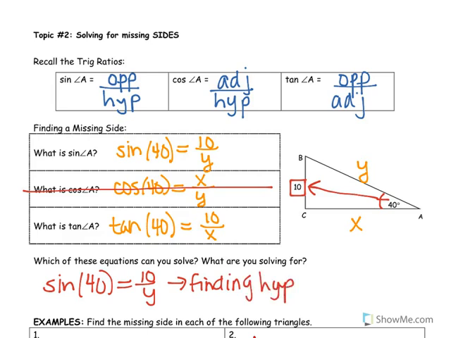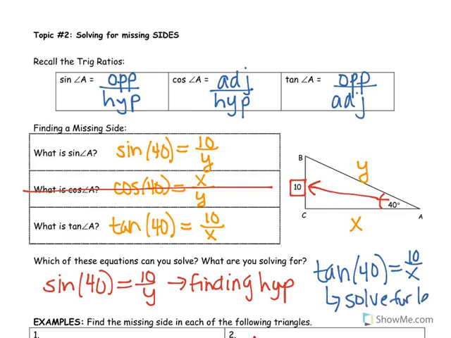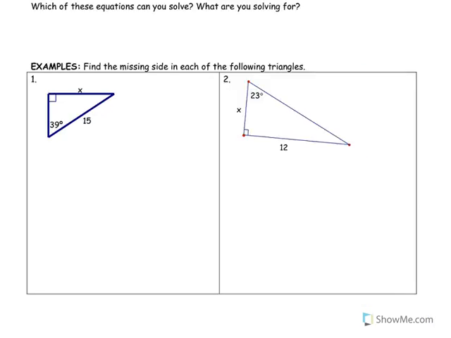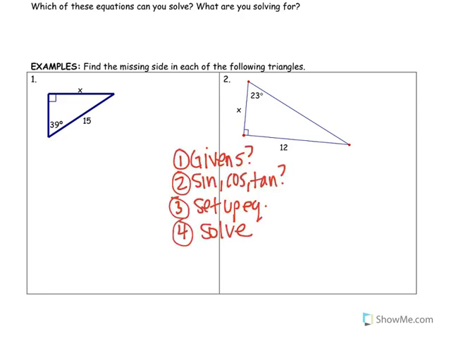And then we also can solve the tangent of 40 equals 10 over x. I would use this equation to solve for the missing leg. Which means, if I use these two equations, I would be able to know all three sides of the triangle. So let's use this process in a couple of examples. Example: find the missing side of each of the following triangles. Here I'm only asking you for one missing side, x.